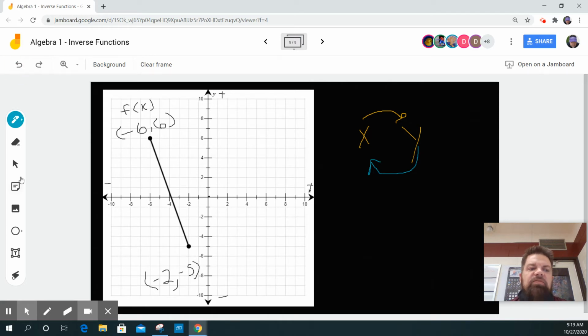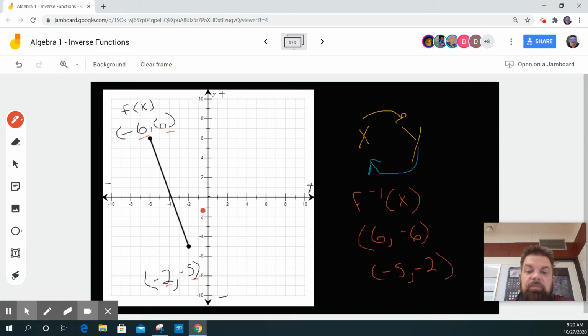So if I were to graph the inverse of this line segment, the inverse points would be the same, but I'm swapping the x and y. So if I look at this, I'm going to swap the x and y. In other words, there should be a point 6, comma, negative 6 on my inverse, right? And I'm just swapping the x and y. And then there should be a point negative 5, comma, negative 2. All I'm doing is I'm taking the x and y's and then I'm swapping them.